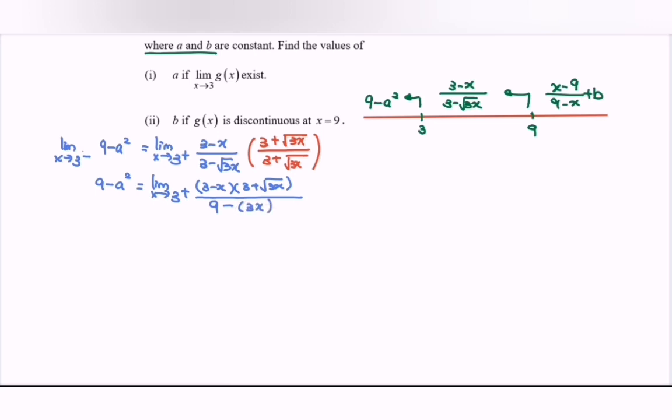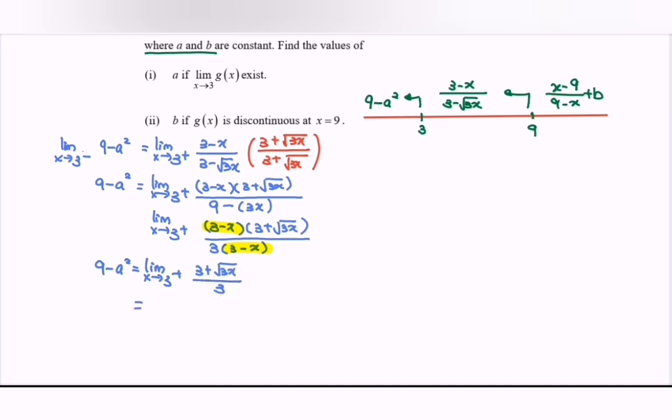Kindly simplify the situation. Limit when x approaching 3 from the right, 3 minus x times the bracket 3 plus the square root of 3x, over, kindly factor out the 3, so we will have 3 minus x. Notice that we have the common terms. So kindly simplify. We have 9 minus a squared equals the limit when x approaching 3 from the right, 3 plus the square root of 3x over 3.